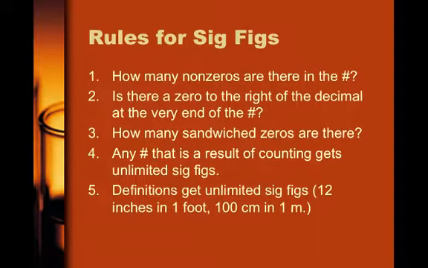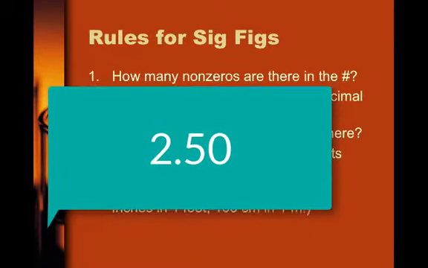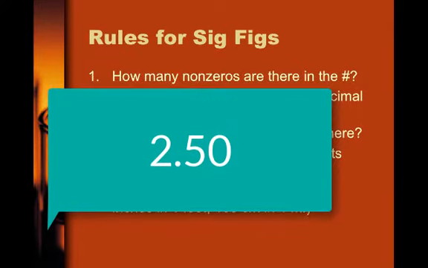Look at your number. To the right of the decimal, is there a 0 at the very end of the number? Not just to the right of the decimal, but at the very end. Well, why does that matter? Well, if you wrote 2.50, what's the reason? Why would you include the 0? Why not just write 2.5?